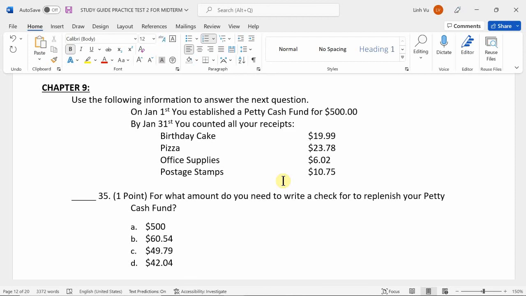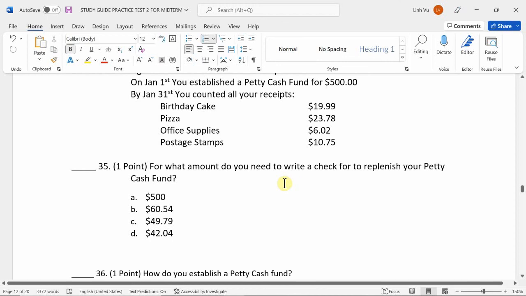You also purchased a pizza for $23.78. And you also purchased some office supplies for $6.02. And last but not least, you had to pay for postage stamps for $10.75. So in this case, how do you replenish? The question says, for what amount do you need to write a check to replenish your petty cash fund?